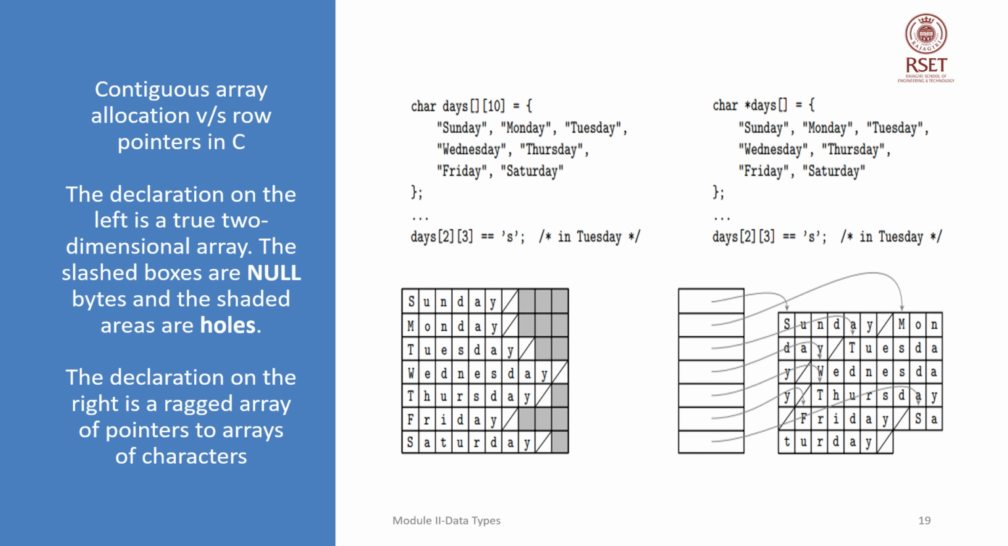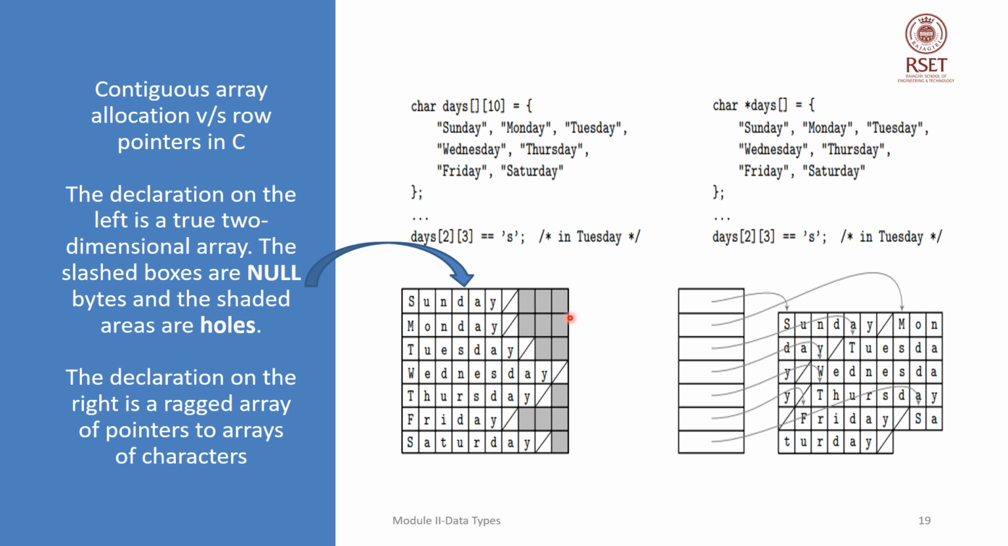As we have already seen, there are two different strategies for allocation, contiguous and row pointers. This is the example for it. We are declaring a two-dimensional array days with the days of the week, and we'll see how it is allocated using the two strategies. Using contiguous array allocation, the days of the week are allocated to contiguous locations, and the slash represents the end of the string and the shaded region represents holes. Those memory locations are unused.